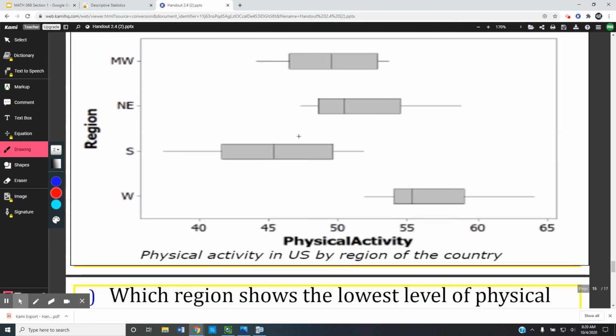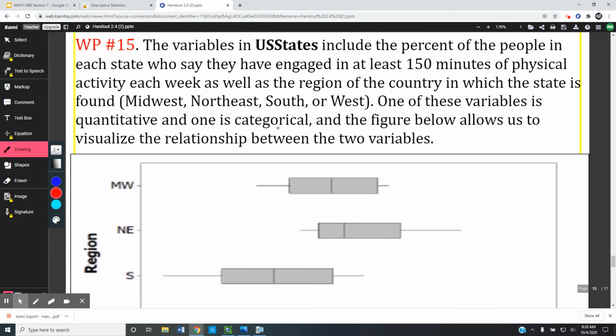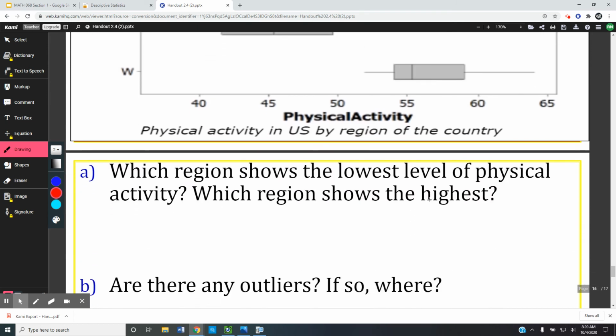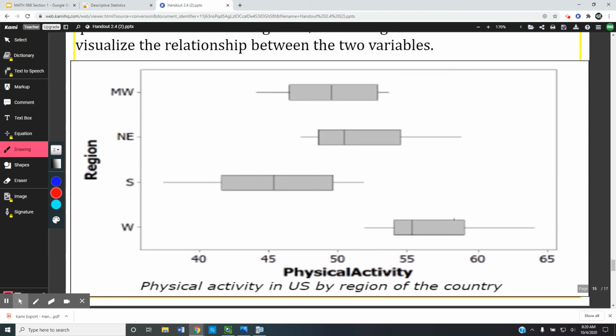Okay, so first of all, these are the categories right here, the region, and these are the quantitative, the minutes of physical activity. And the figures below allow us to visualize the relationship between the two variables, because that's what we would use. And because we're doing multiple categories, we use side-by-side box plots. Which region shows the lowest physical activity, which shows the highest? Okay, well, look for the box that's the lowest and look for the box that's the highest. The South is the lowest, and the West is the highest.